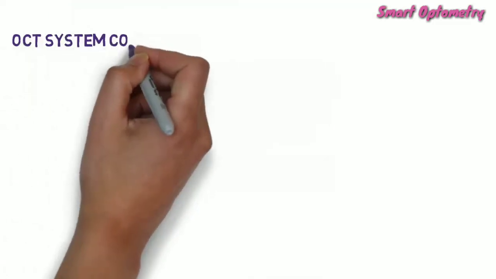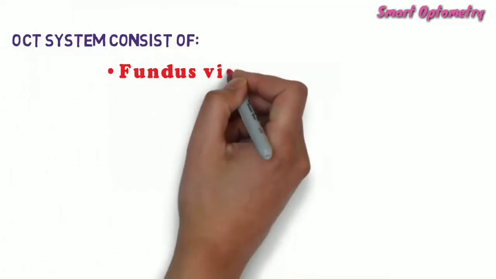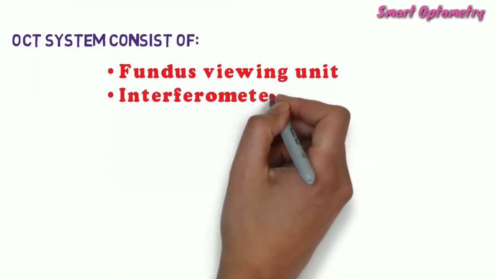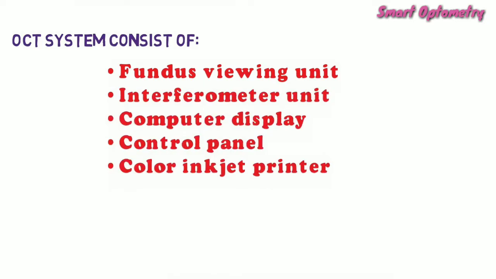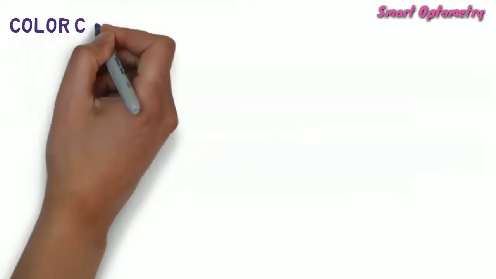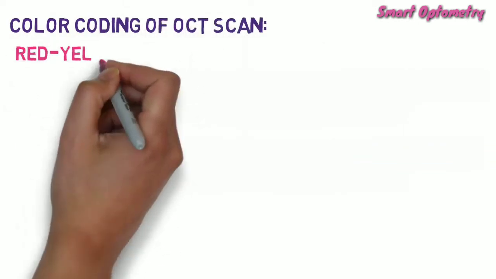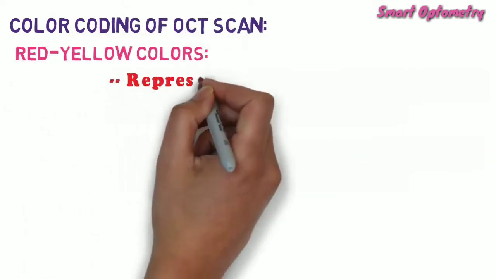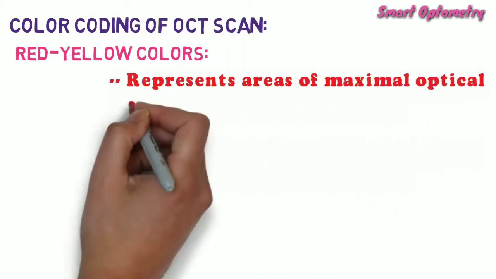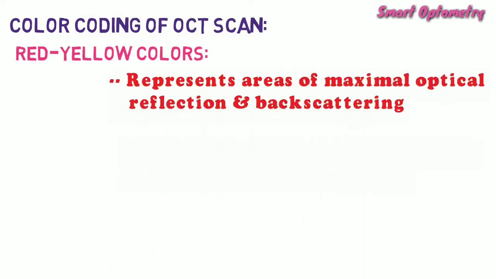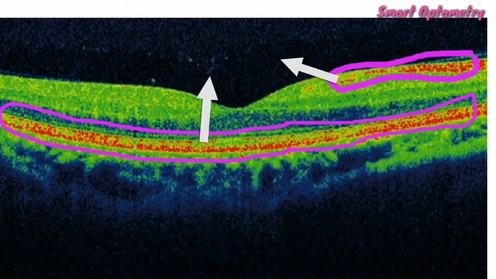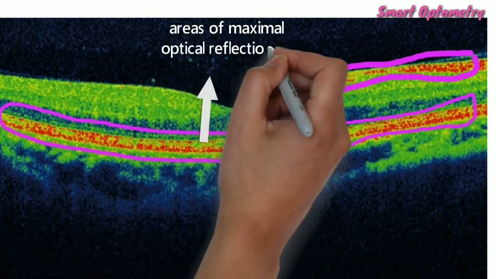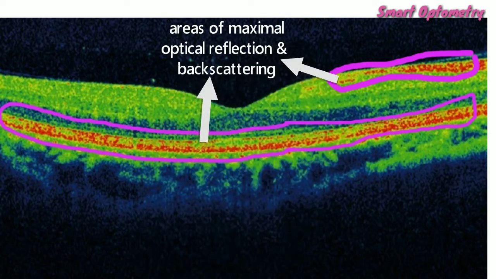Now OCT system consists of fundus viewing unit, interferometer unit, computer display, control panel and color inkjet printer. Now let's study about the color coding of OCT scan. Red and yellow colors represent areas of maximal optical reflection and backscattering. Here in this figure, these two regions are areas of maximal optical reflection and backscattering.